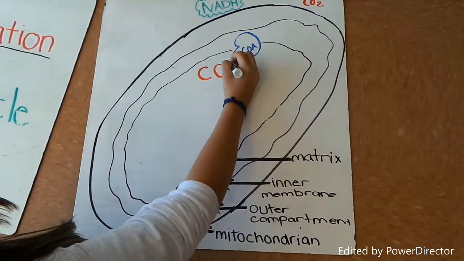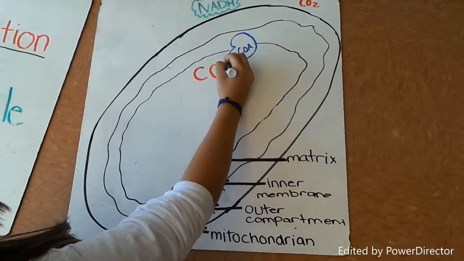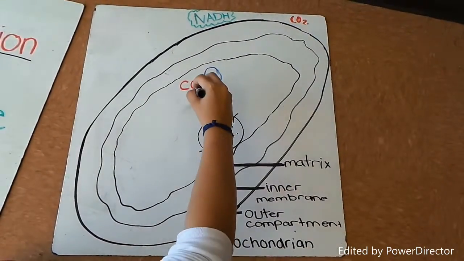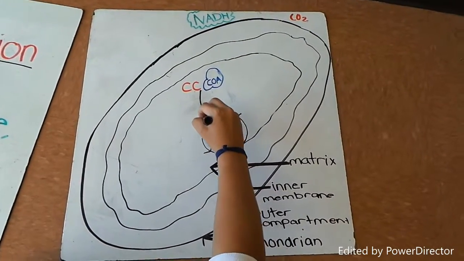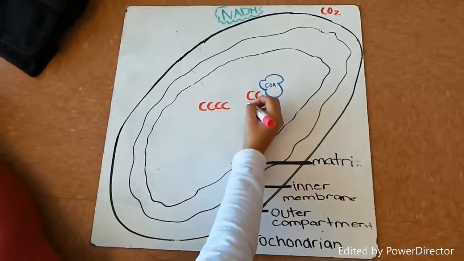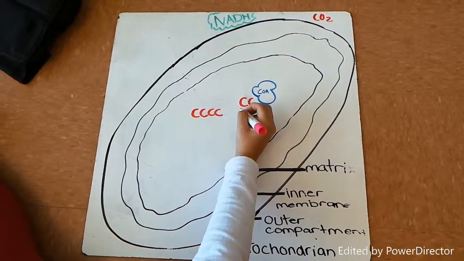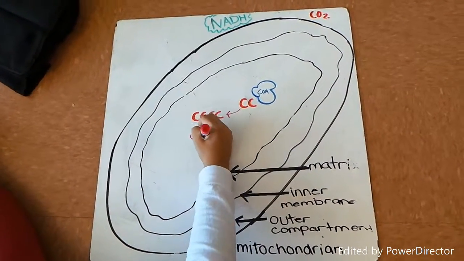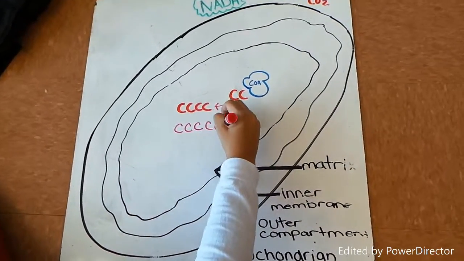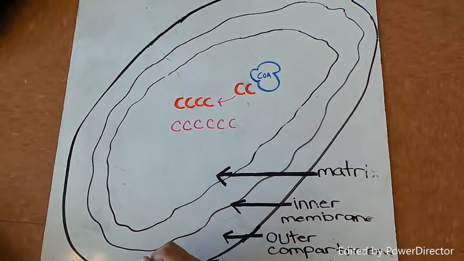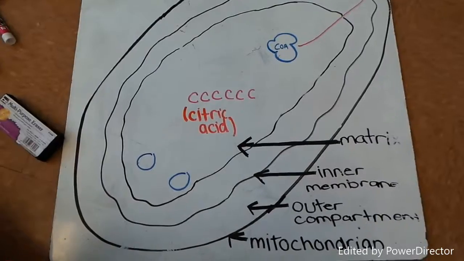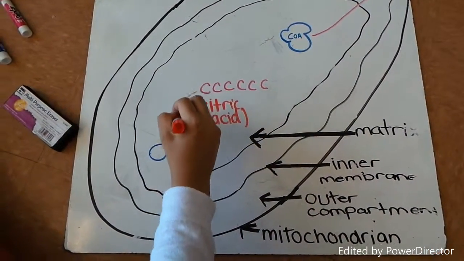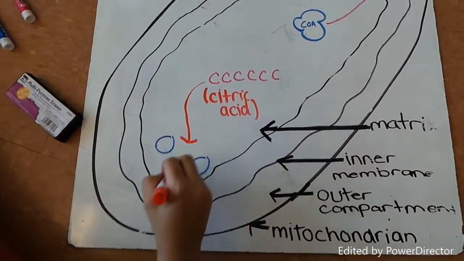Coenzyme A attaches to the 2-carbon molecule. Acetyl-CoA joins the Krebs cycle. The carbon portion joins a 4-carbon molecule, making a 6-carbon molecule called citric acid. A carbon molecule exits the cycle and joins 2 oxygen atoms, making CO2.